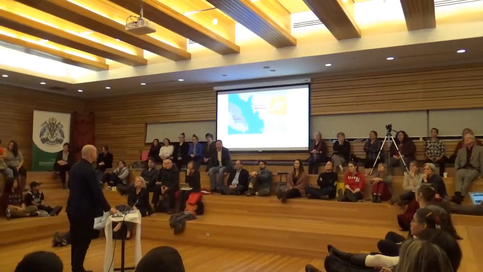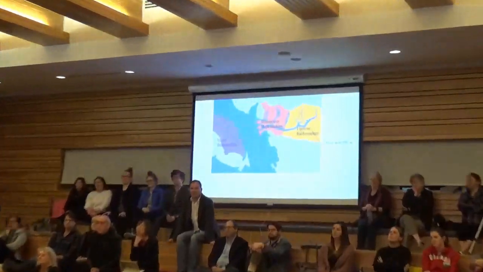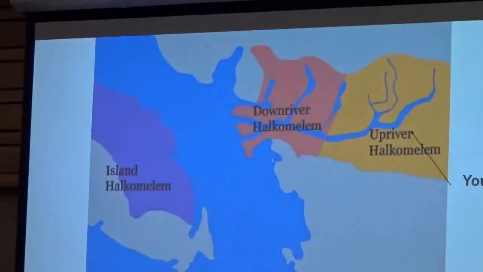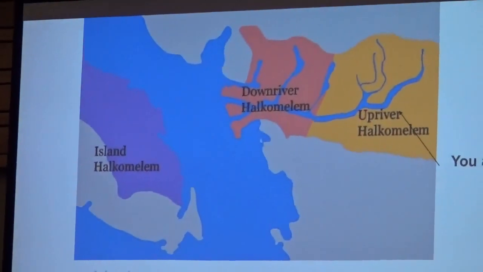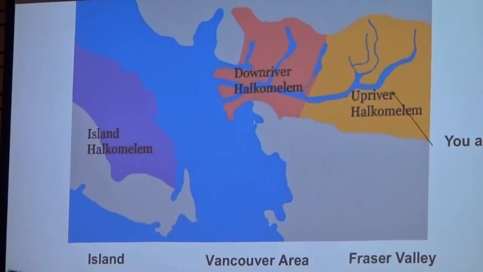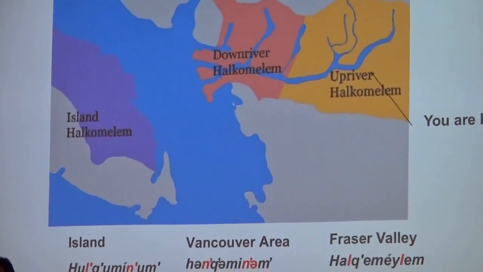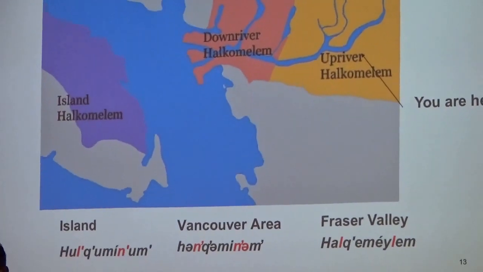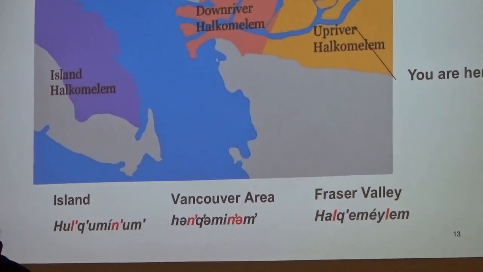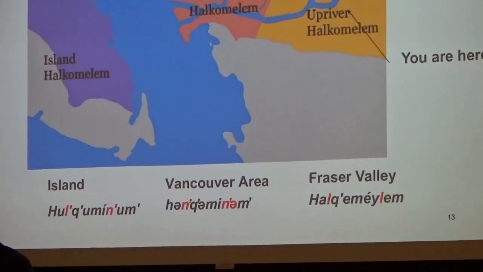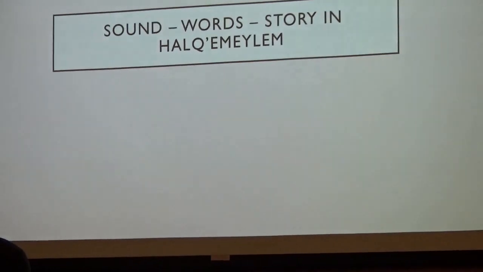You can see the distribution of what we call in English Halkomelem. Upriver is the yellow, that's Halq'eméylem. Downriver is the orange, and island is the purple. And you see, I've highlighted the differences between the names, so that obviously the English name Halkomelem is adapted from the upriver Halq'eméylem. So that was to give you a little bit of background.